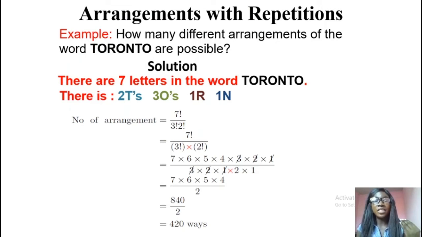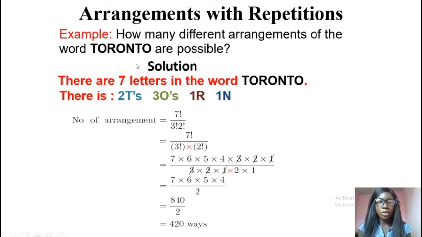So if you have 7-letter words with no repetition, you might not have 420 ways, and if there's only 1 repetition, it's not a guarantee that you have 420 ways. It depends on the repetition of the letters in the spelling, that's what determines your number of arrangements. Okay, so I'll go through this again.